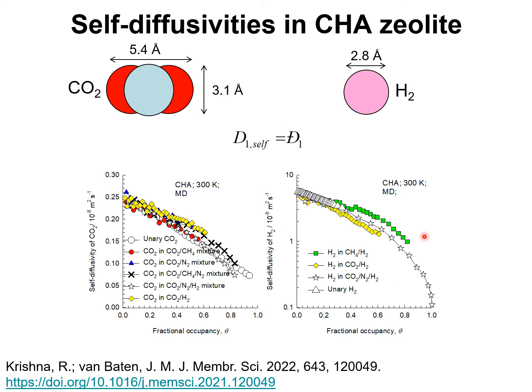This simplification for cage-type zeolites with 8-ring windows has important consequences for membrane permeation characteristics, as we shall discuss in the following slide.